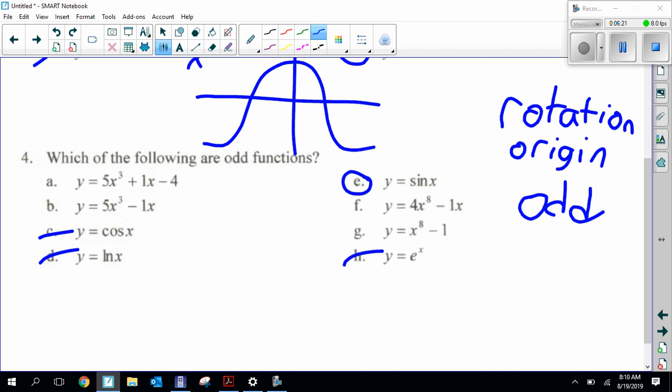Now we just have to do the polynomials. We're checking the exponents. We've got a 3, a 1, and a 0. That's a mixture, so it's neither. On B, we check the exponents. We got a 3 and a 1. Those are both odd, so that's odd. On F, we got an 8 and a 1, even and odd, so it's neither. And then G, we have an 8, and then that's x to the 0. 8 and 0, those are both even. So it's even, not odd.